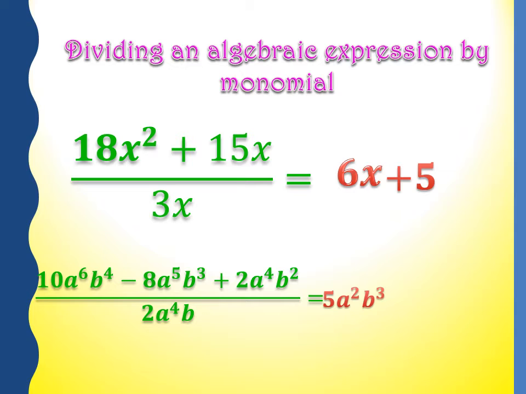About the second term in this trinomial, negative 8a divided by 2 gives me negative 4. a to power 5 divided by a to power 4 gives me a, and b cubed divided by b gives me b squared. The third term, 2 divided by 2 equals 1. a to power 4 divided by a to power 4 gives me 1, and b squared divided by b equals b.